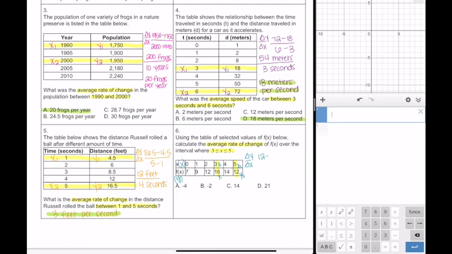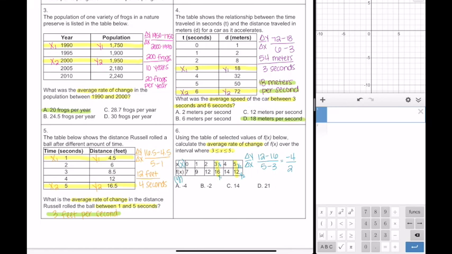So 12 minus 16. And then since we started with 12, we have to start with 5 for the x's. So 5 minus 3. All right, so when we simplify this, 12 minus 16 is a negative 4. And that's okay. That just means that instead of increasing, it's decreasing. And that can still happen with a rate of change. And then 5 minus 3 is 2.